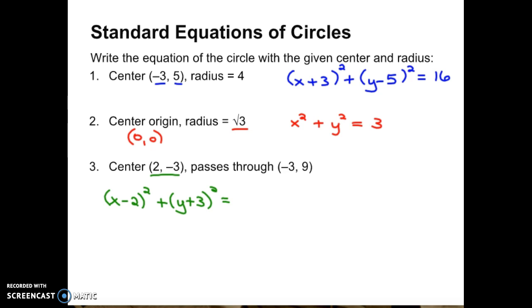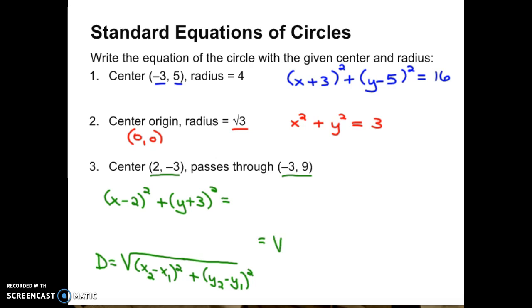So what you're going to have to do is find the distance between the center and that point. If you remember the distance formula, you can do that. So here's the distance formula if you don't remember. The distance between 2 points is the square root of x2 minus x1 squared plus y2 minus y1 squared. I'm just going to use that to find the distance between those 2 points.